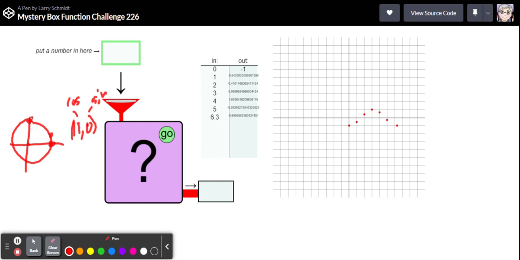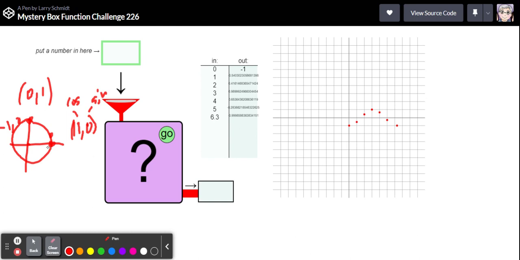So at pi over 2, you're now at the point (0, 1). So you would expect your cosine to be 0, and pi over 2 is 1.5. So right about here, that looks like that would be 0. So at pi over 2, it looks like the cosine. How about at pi? At pi, you'd be at (-1, 0). So you'd expect the cosine to be -1 and the sine to be 0. Here we're up at +1.